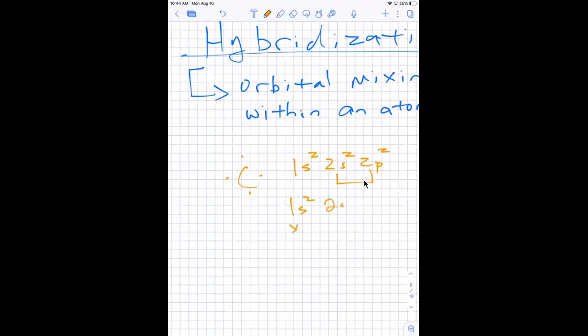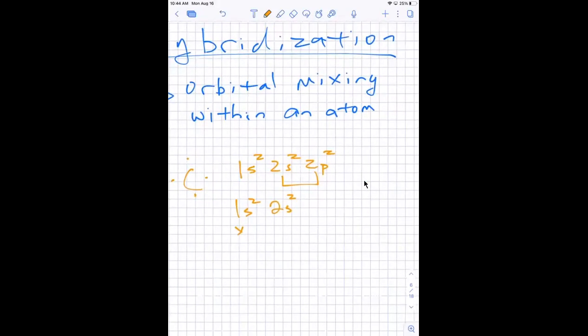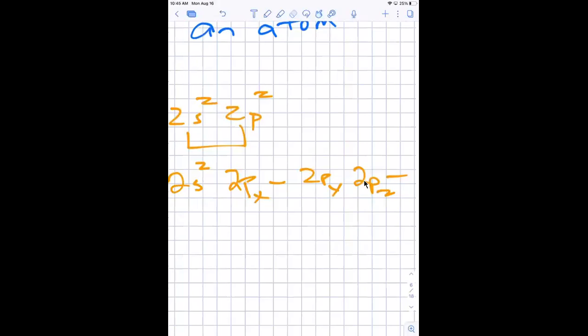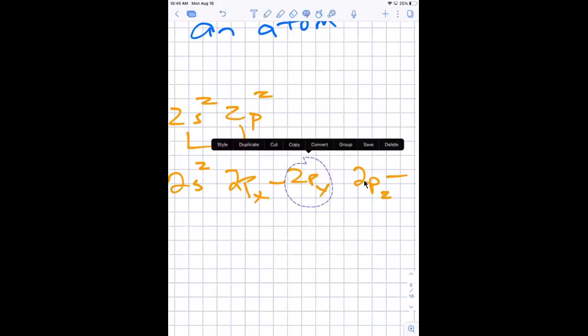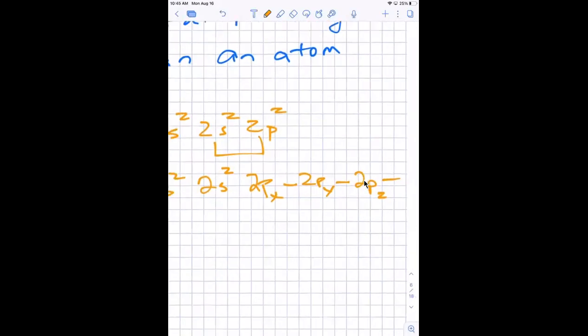So 2s2, we know that's fine. We're gonna leave that how it is. But then also we have 2px, 2py, and 2pz. Everybody agree with that? We know that there are 3 p orbitals, and the x, y, and z is a reference to the axis, like how those orbitals are oriented along an axis, right? And so let me move this over. Now, how many electrons do we have in p again?